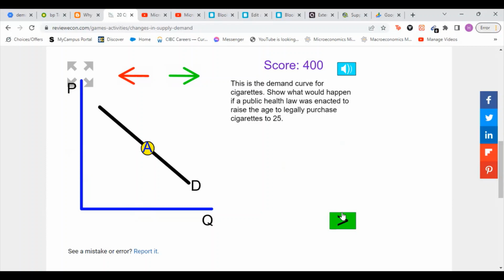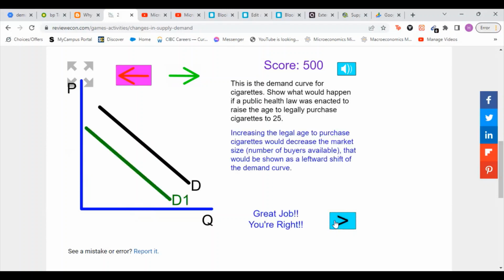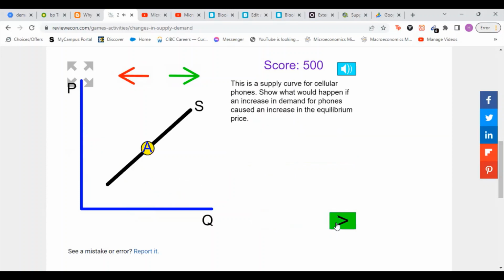So what would happen if a public health law was enacted to raise the age to legally purchase cigarettes to 25? What would happen? So the demand curve will shift to the left. There'd be less of a market size. It's great because there's less people buying because they're not old enough.